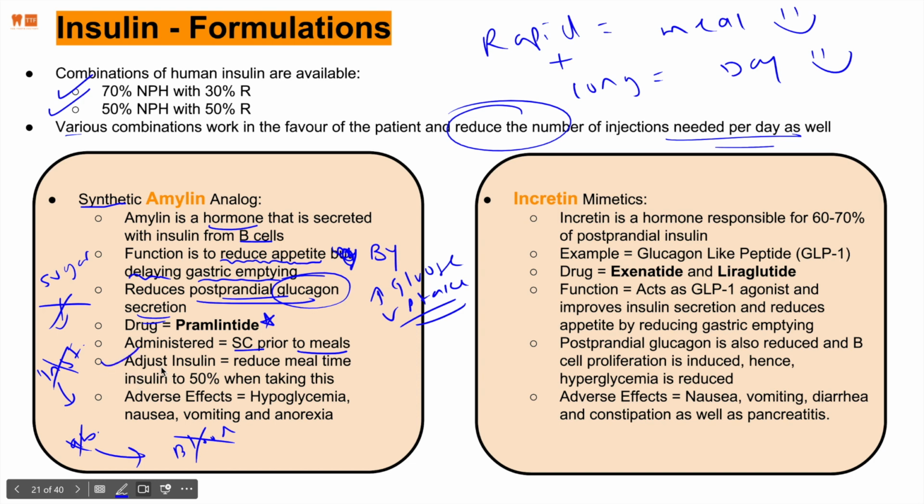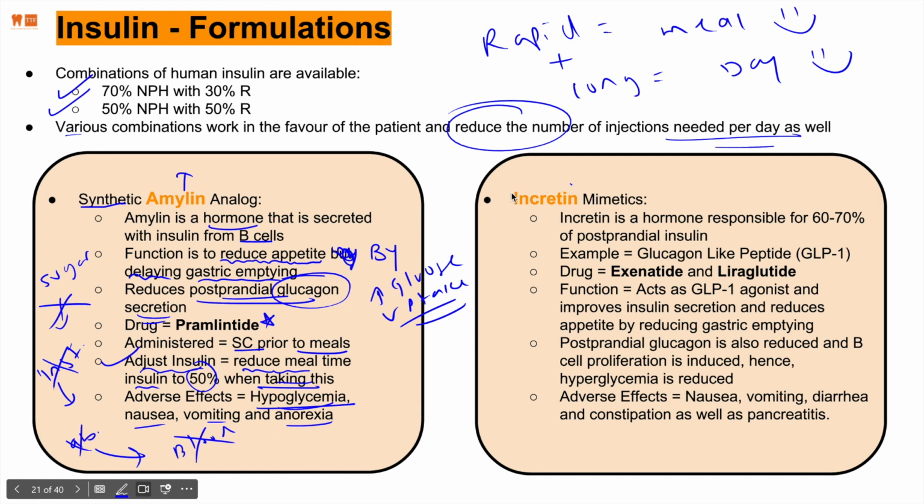But remember, we must adjust the insulin levels because reducing mealtime insulin by 50% is needed when you're taking amylin. Otherwise, the adverse effects will be hypoglycemia, where insulin's also working, amylin's also working, right? Nausea, vomiting, and anorexia can also occur.